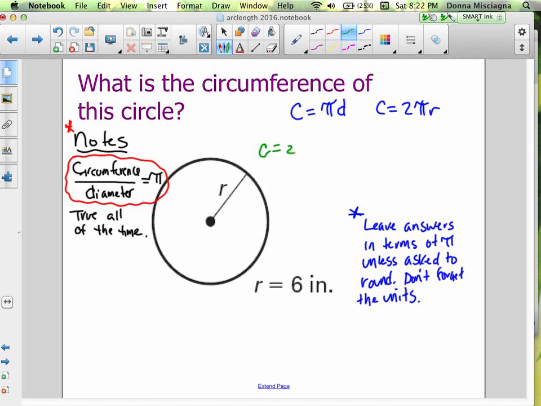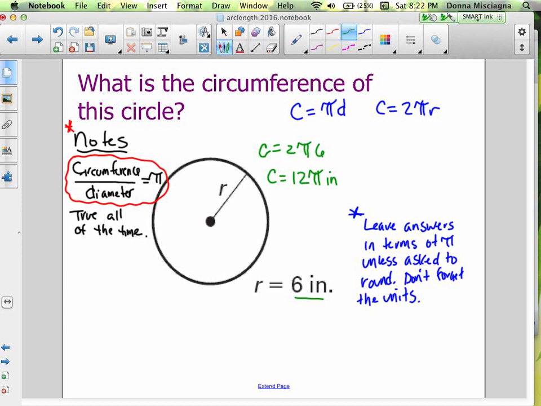Circumference equals 2 times pi. The radius is 6 inches. And I can simplify that and make that 12 pi inches. When you're finding circumference or arc length, leave your answer in terms of pi unless asked to round. And don't forget the units. There should be units.